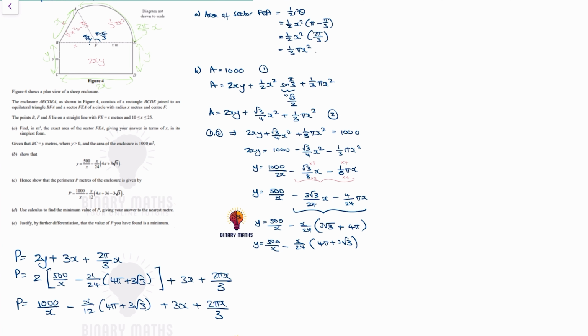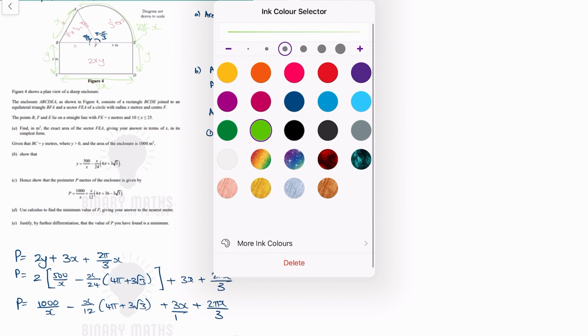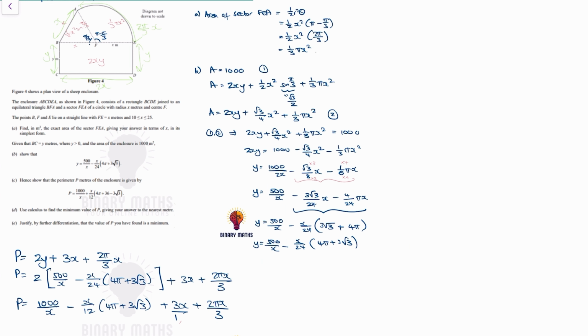I need to write everything over 12. So this is at the moment over 1. So if I write it over 12, I times by 12 here, I times by 12, I times by 4 to get 12 at the bottom, times by 4 there. So I end up getting P is equal to 1000 over x minus x over 12 times 4 pi plus 3 root 3 plus 36x over 12 minus 8 pi x over 12.